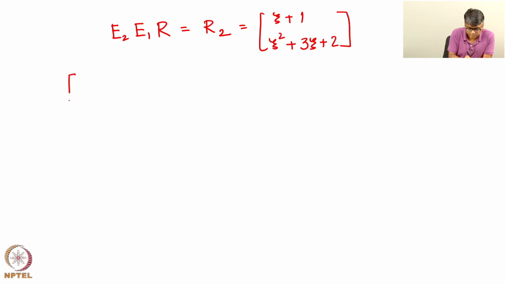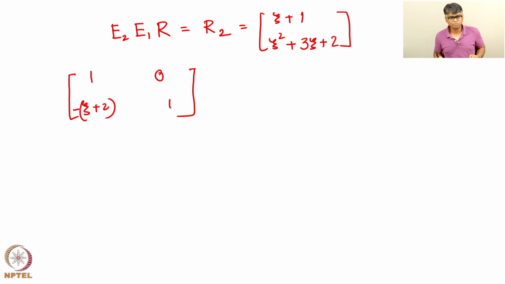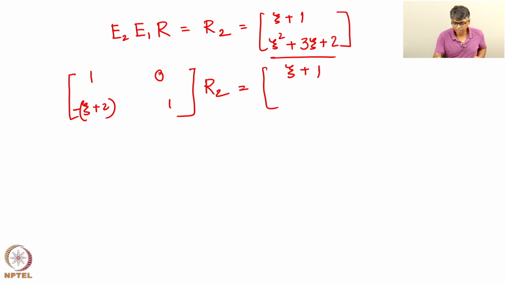And now I multiply this once again by another matrix. I keep the first row intact, and second row I do second row minus xi plus 2 times the first row. So, I put a minus sign here. So, this times R2, what will that be? The first will remain intact, xi plus 1, and second will be what? You see, this I know is a product of xi plus 2 and xi plus 1. So, when I multiply by xi plus 2 and subtract, I actually get 0, and this is my R3. Okay, and this is my E3.